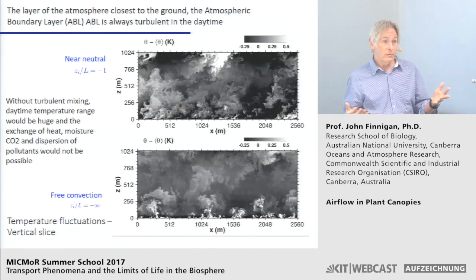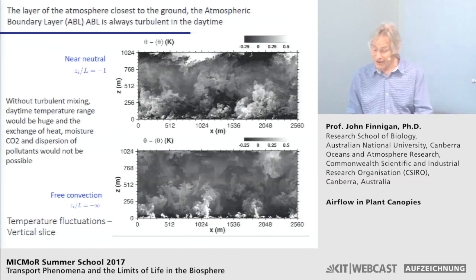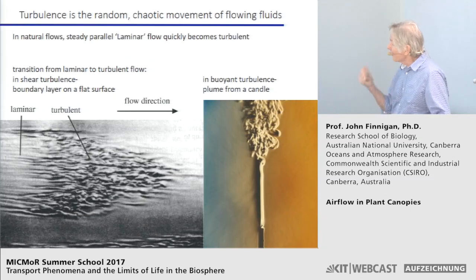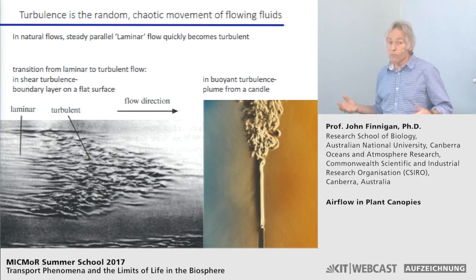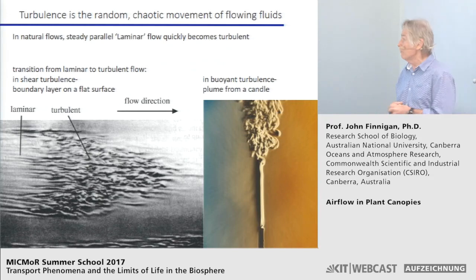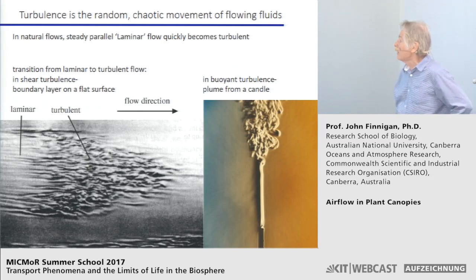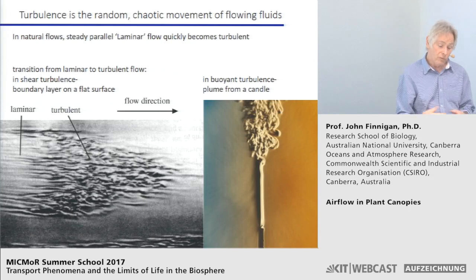And basically, we choke, freeze, starve, die in our own exhalations or whatever. So it's absolutely essential. So let's start by looking at turbulence. Turbulence is this chaotic, random movement of fluids when they're flowing. There are two kinds of turbulence pictured here. The one on the left is the emergence of turbulence in a smooth flow over a smooth surface.